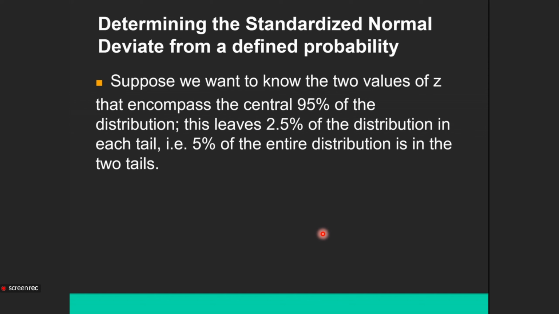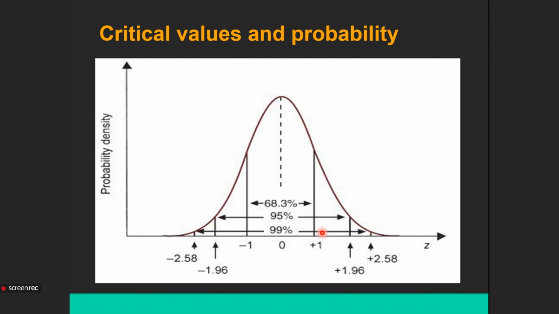So you have something like this. For the 95%, you have 2.5 to this end, you have 2.5 to this other end. And from probability density calculation, you are going to arrive at a z-score of minus 1.96 and plus 1.96. Now, this can also be computed following the previous example that I have stated.